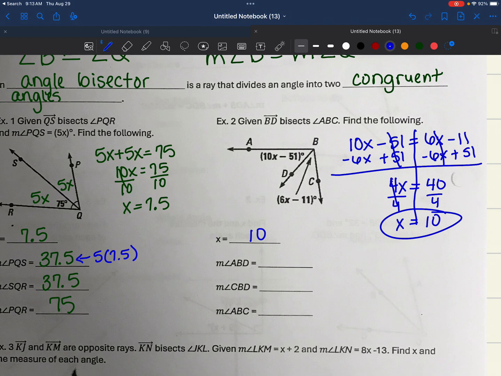Then, Symphony, what would I do to find the measure of those angles? 10 times 10 minus 51. Okay, 10 times 10 is 100. Minus 51 gives us 49 degrees, which means without any work, this has to be what? 49 degrees. But let's just check it. 6 times 10 is 60. Minus 11, also 49. Okay? Then how can I find the total measure of angle ABC? Add. What's 49 plus 49? 98. Good.